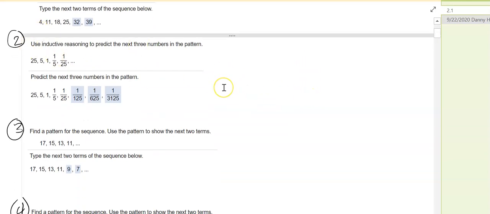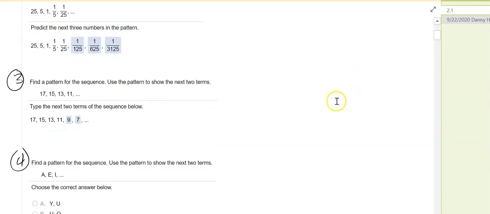Same thing with number 2. We're trying to look at what we can observe and then make some kind of conjecture or conclusion from it. So how do I get from 25 to 5? I can subtract 20, but does that work from 5 to 1? No, it does not. So then I'm like, all right, how can I get from 25 to 5? I can divide by 5. And then I can divide 5 by 5, I get 1. And then I see, okay, now I see the pattern. So I'm dividing by 5, or multiplying by 1/5, and that's how I find the rest of the sequence.